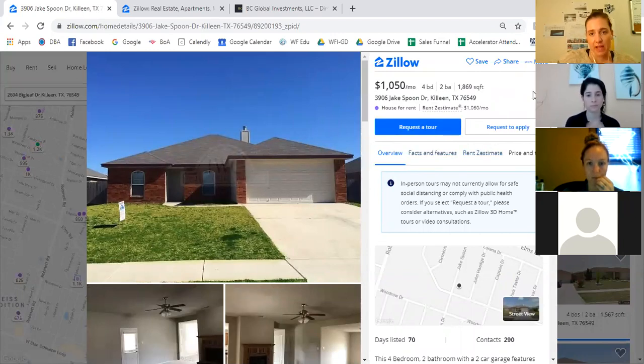So I would estimate that it would rent for anywhere from 1,050 to 1,200. So 1,050 on the low end, you know, maybe during like this time right now, maybe this was just recently rented.